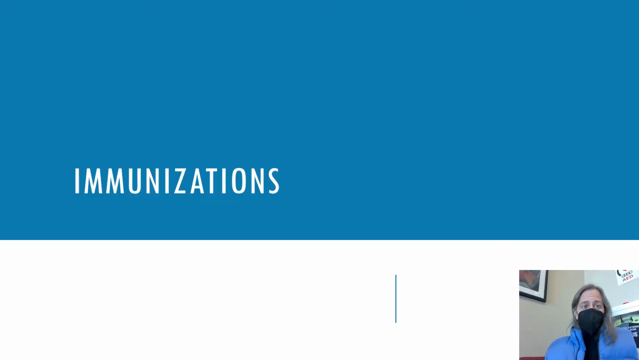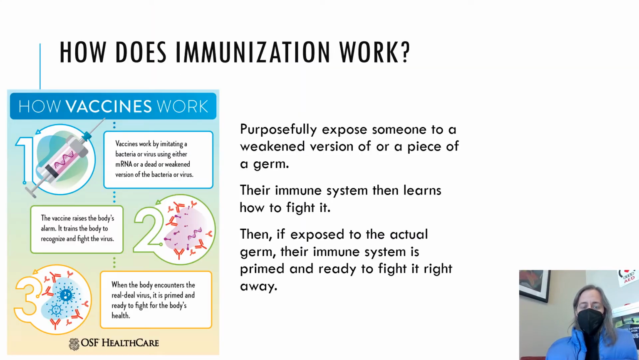All right, let's talk a little bit about immunizations and how they can help us control communicable diseases. So first, a quick primer on how immunizations work. What happens is you purposefully expose someone to either a weakened version of a germ or a piece of a germ. And there are lots of different ways that you can do that. One of the things that's relatively new about the COVID-19 vaccines is the way in which we do that, right? But still, the ultimate thing is you're going to expose somebody to a piece of a germ so that the immune system then, in step 2, learns how to recognize it and learns how to fight it.